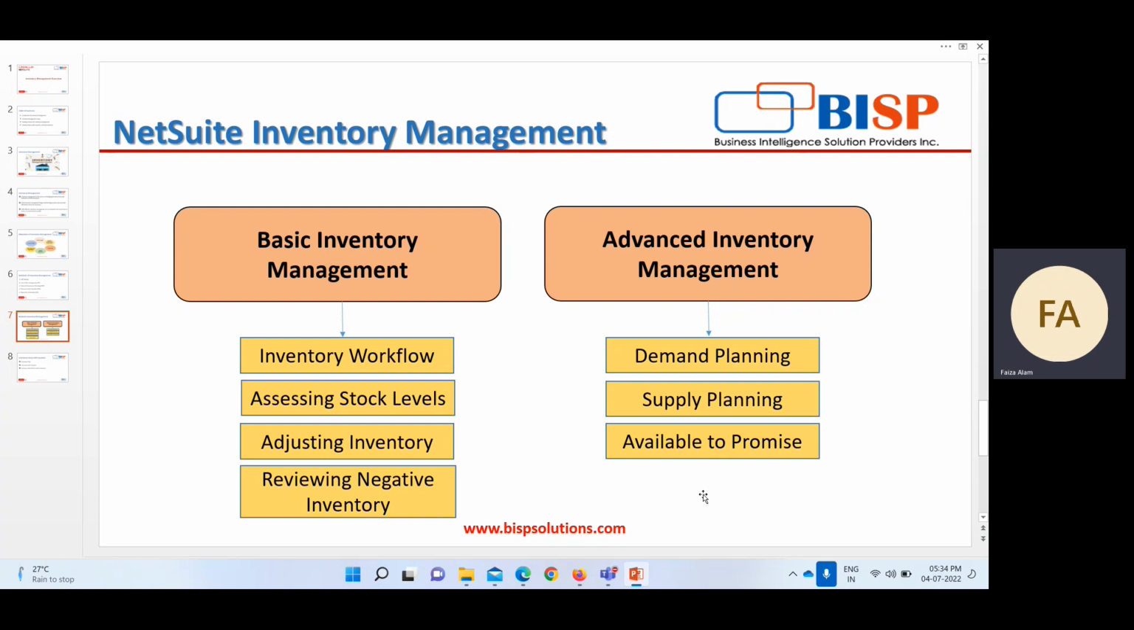As the name suggests, there is a certain requirement for the item. After checking the availability of that particular item at all the locations, we get to know that by this date we will have the availability of this item. So we can make a commitment, give assurance to our customer that by this date we'll be fulfilling this order. So in this way, we have the available to promise feature.